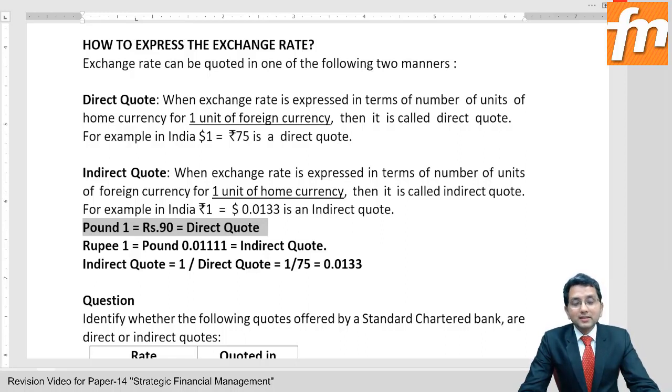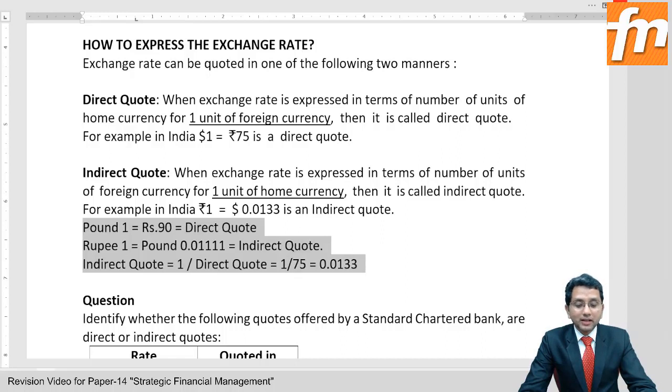You know, this quote, pound 1 equal to rupees 90. Suppose you are a UK citizen, and if you are looking at this quote, this will become indirect quote, because for them, pound is the home currency, and this 1 pound equal to number of Indian rupees is in terms of 1 unit of home currency for number of units of foreign currency. So what is direct quote for an Indian is indirect quote for a UK person, and vice versa. What does it mean? This direct quote and indirect quote are relative terms, and if you change your country, then the direct will become indirect or indirect will become direct.